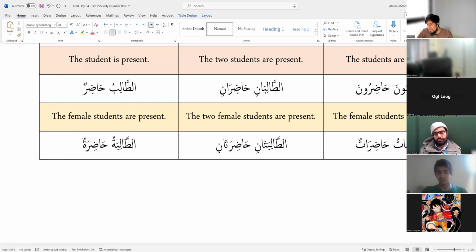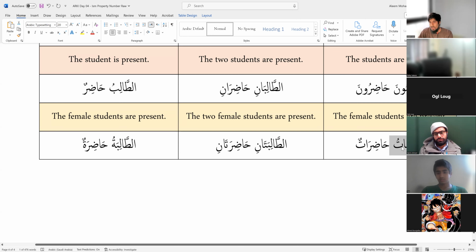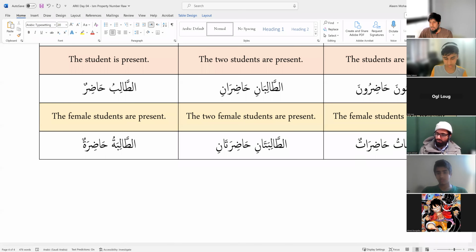Someone's asking, isn't the plural of talib tullab? Yes, that is one of the plurals for it, and it's the most common one. But talibat and talibuna are also there as well. So it's not common, but it is there as well in the language. You can find it in the dictionary.